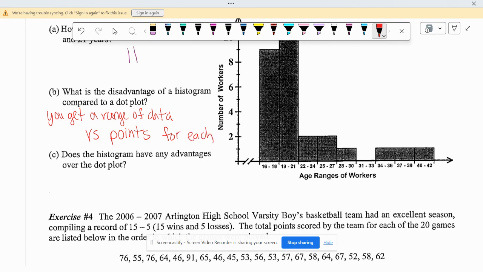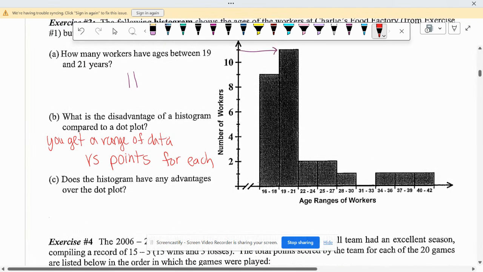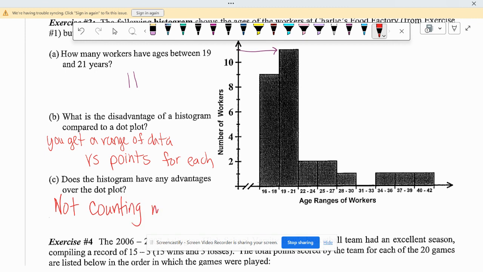Does a histogram have any advantages over a dot plot? Well, did we have to count 11 dots, or was it really easy for us to look at the histogram and figure out how many employees fell in between that range? So the advantage of a histogram is that you are not counting multiple dots. If you have 3 or 4 dots to count, that's not a big deal. But if you have 57 dots to count, probably you should use a histogram, right? Does that make sense? Okay.